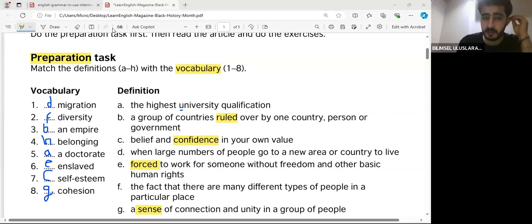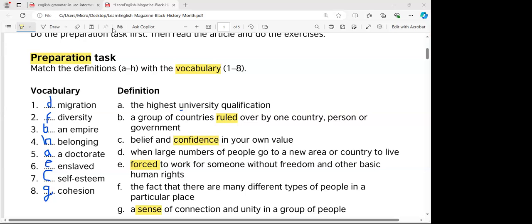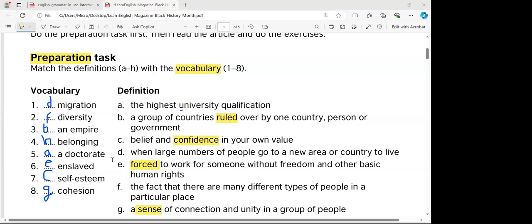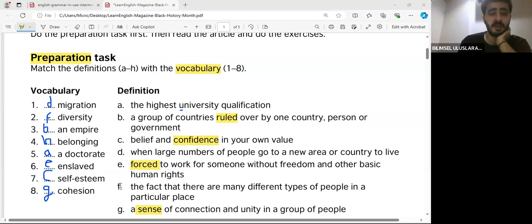Did someone leave the class? Ms. Naba, right? Ms. Naba left. It's okay. Who did I ask last? Me. Okay. Ms. Aroub, what's the meaning of enslaved?